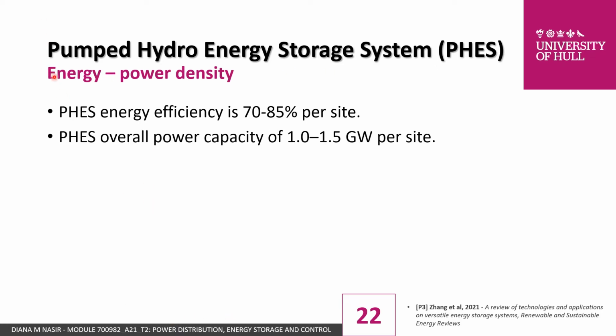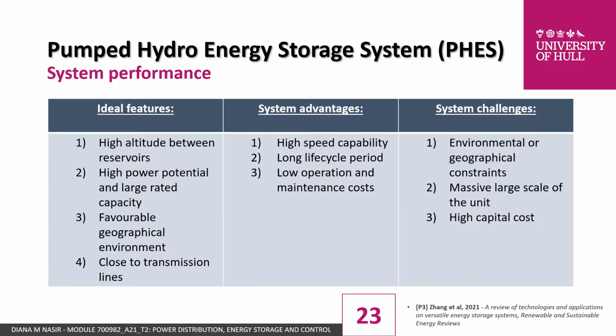Now we go to the energy and power density of the system. The pump hydro system has an efficiency between 70 to 85% per site, and its overall power capacity is between 1 to 1.5 gigawatts per site. Now we'll go to the system performance. We'll start with the ideal features.